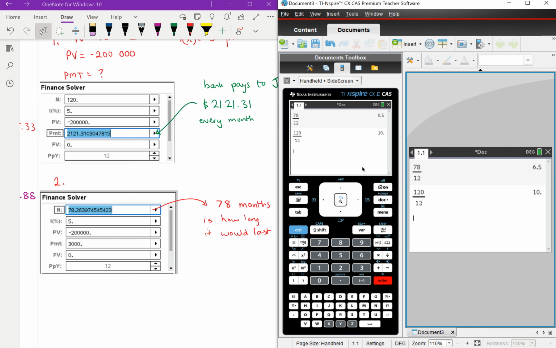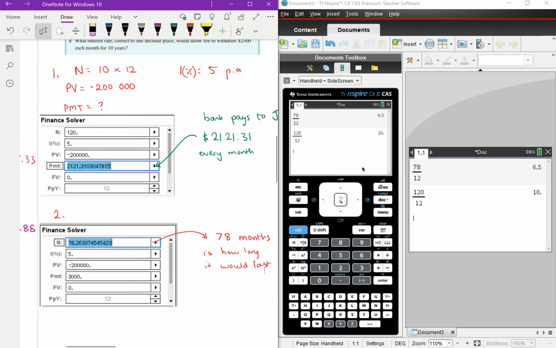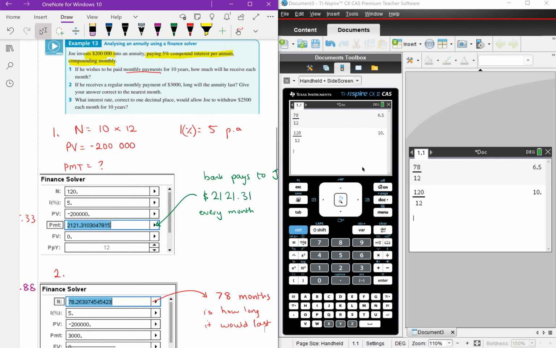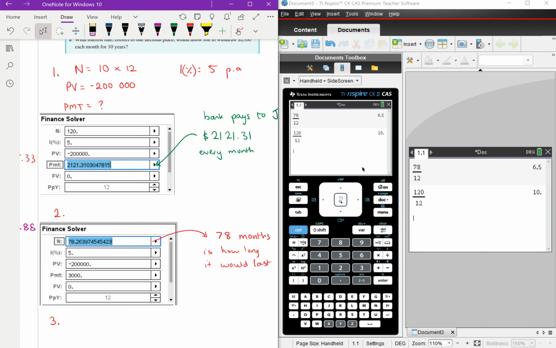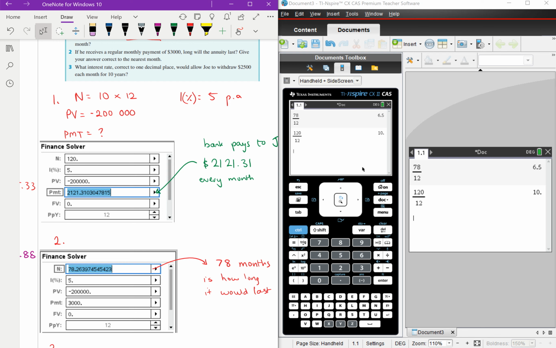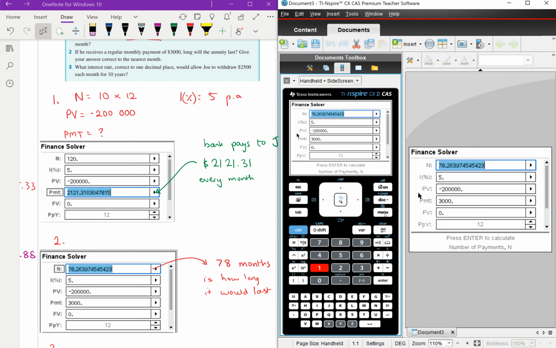But then number 3, what does it ask us to do? What interest rate correct to one decimal place would allow Joe to withdraw $2,500 each month for 10 years? So obviously what also determines how much you can take, or how much you can survive on, is the interest rate as well. So now they want you to calculate what the interest rate would be if you still want, I'm going to go back to my finance menu 8.1, that I still want 120 months. I still need that 10 years.